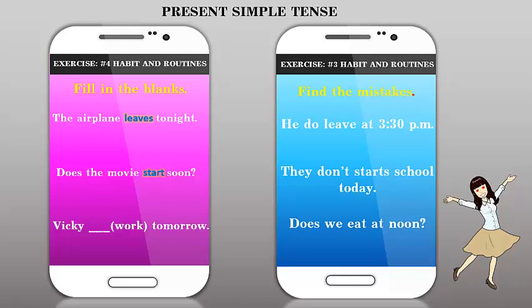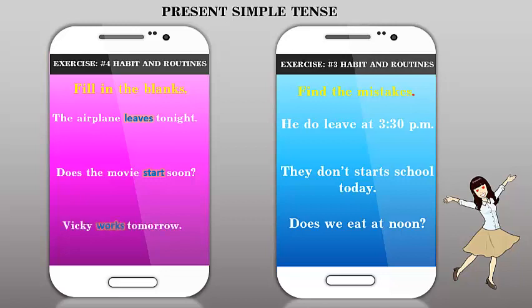Next sentence, we keep blank tomorrow. The subject of the sentence is Wiki. Wiki is a girl, so the subject pronoun is she. You'll remember now that in this case, we put works. Wiki works tomorrow.